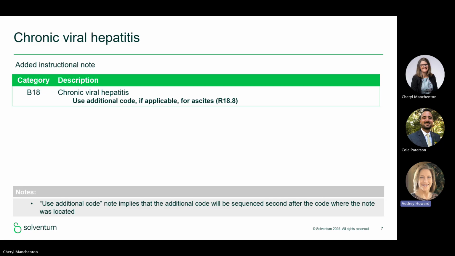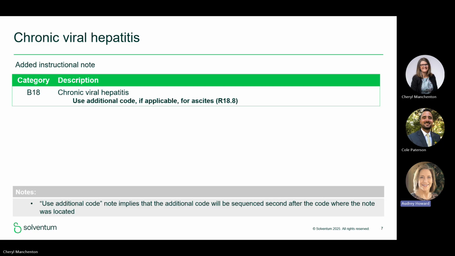So this first one that we're talking about here, once again, not a new code, but it is an added instructional note in ICD-10-CM. Under code category B18, which is for chronic viral hepatitis, a "use additional code, if applicable, for ascites" note was added. Use additional code notes imply that the additional code may be sequenced as a secondary diagnosis after the code where the note is located. Therefore, this is a gentle reminder that it is acceptable to add ascites as a secondary diagnosis if it is present with chronic viral hepatitis.